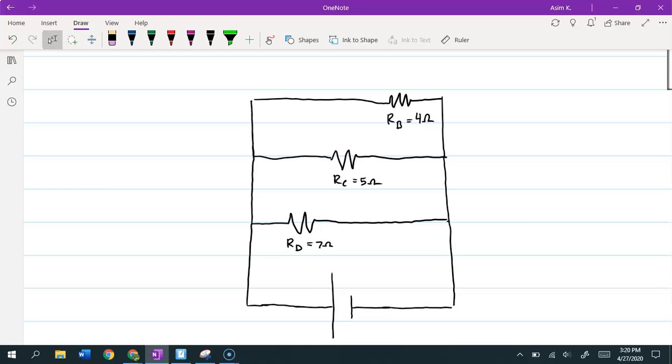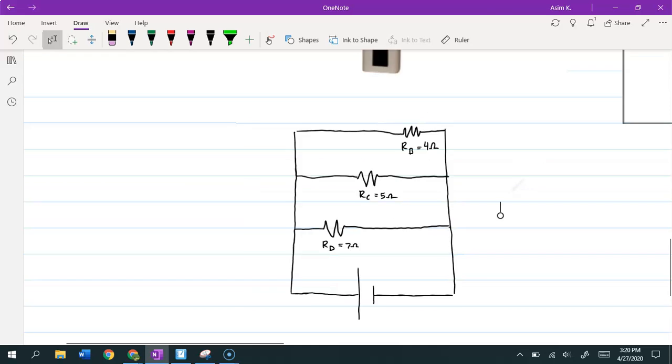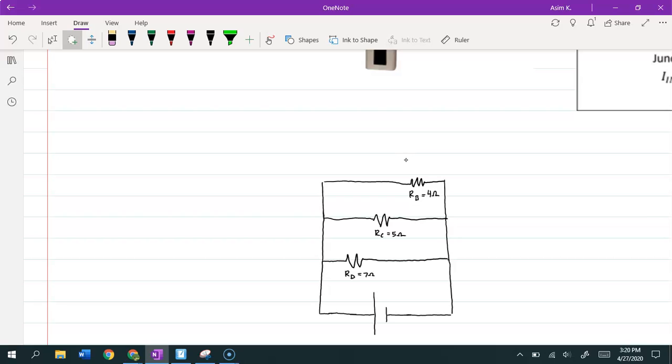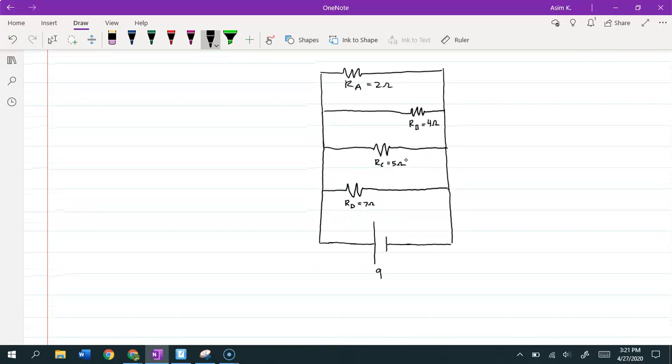And the last one, let's zoom out a little bit and move this picture down, just so that I have enough space to draw this last one. When you're working with these, just remember, draw them really spaced apart so you can work with your calculations as you go through them. There you go. I'll draw that one right there, and I'll call that R sub A. Again, R sub A is 2 ohms. And this battery is a 9-volt battery.